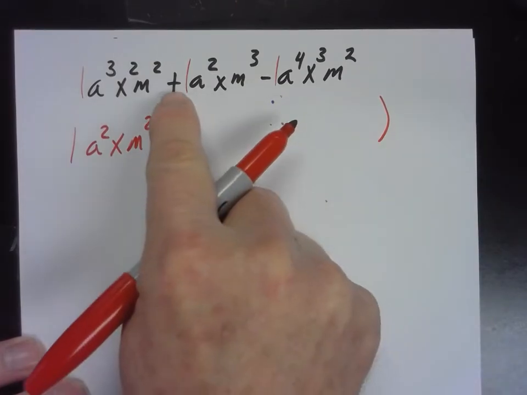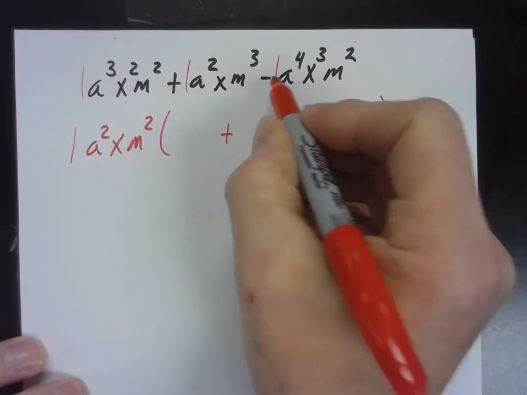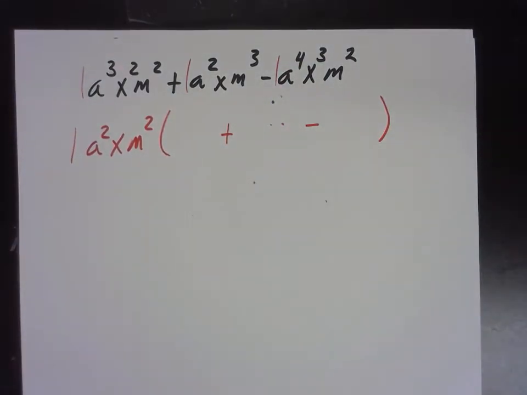3. And what's going to go in between those terms? So a plus there and then a subtraction symbol like that? Yeah. Okay.